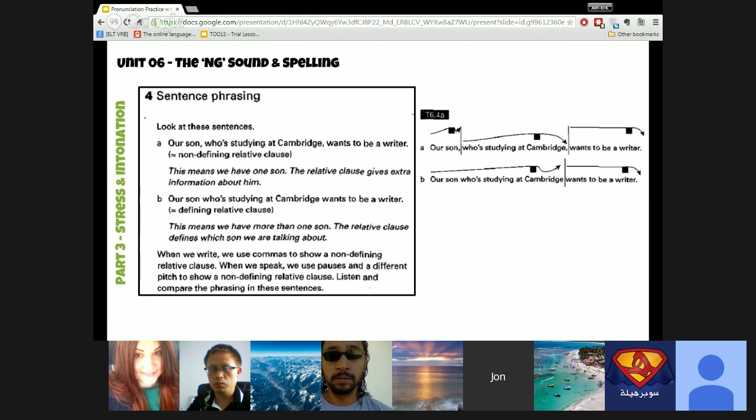Our dog. Wait, like this. Our dog. Got to go higher. Our dog, and then you drop, who's eating. Okay. Our dog, who's eating a bad food wants to eat a great food. Okay, not a great food, but just great food. Okay, I like the sentence. Our dog who's eating bad food wants to eat great food. Not bad. That means that you have one dog.